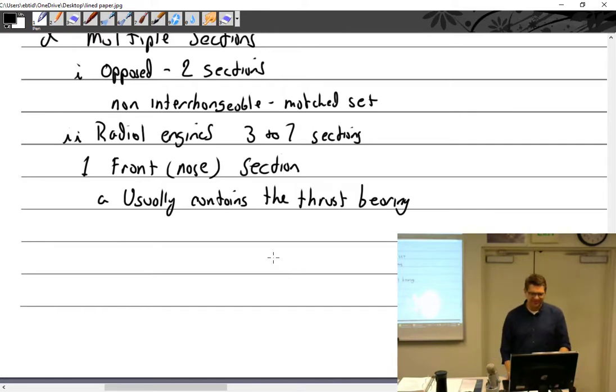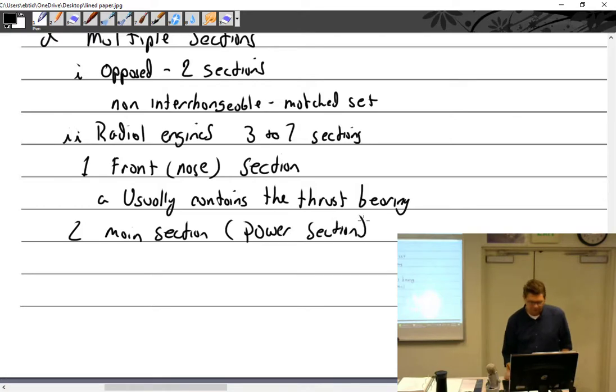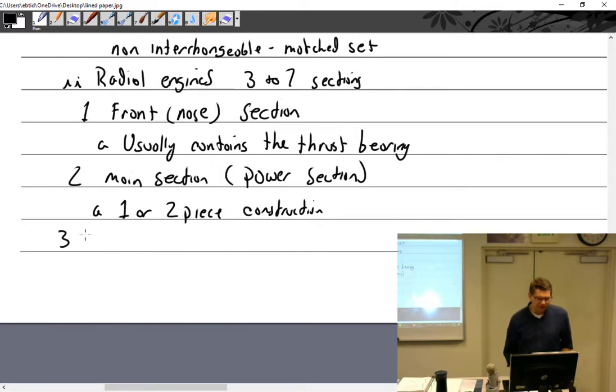That is true. All right, so front contains the nose section. What else we got here? We had the main or power section. Main section. Or I like to call it the power section. Power section. That is where it's going to house where the rods are going to kind of come out of. And sometimes it could be a one or two piece construction. Sometimes it's split, sometimes it's not. Then we'd have the diffuser.